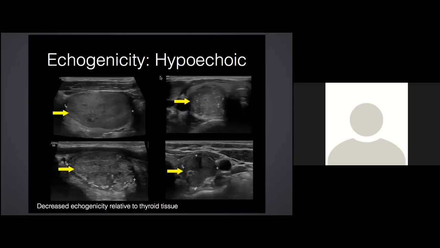Hypoechoic nodules are always suspicious. The echo is hypoechoic compared to the rest of the thyroid gland. These certainly increase your risk in terms of malignancy. I think you can see in some of the nodules calcification, and some of them have rim calcification. Very suspicious nodules, certainly you would proceed to sample these nodules.